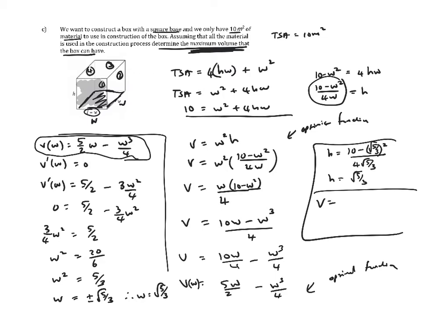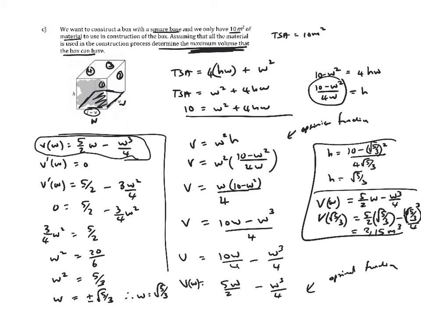V(W) was equal to 5 over 2W minus W cubed over 4. So you're just going to put in W equal to the root of 5 over 3. Type this all in your calculator: 5 over 2 times the root of 5 over 3, minus the root of 5 over 3 cubed over 4, and you're going to get an answer of something like 2.15 meters cubed. All right, hopefully that makes sense to you.